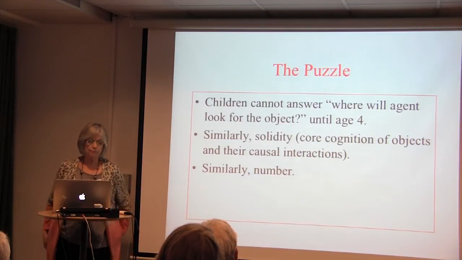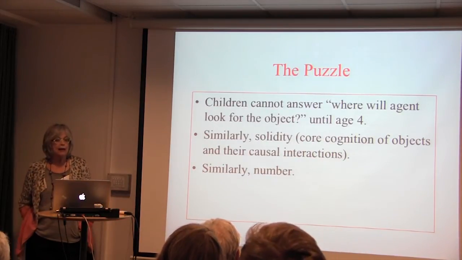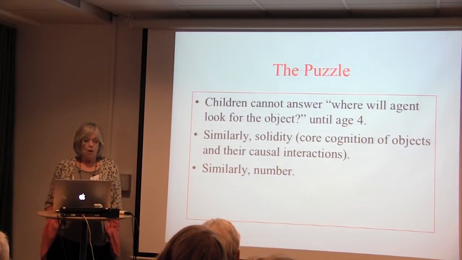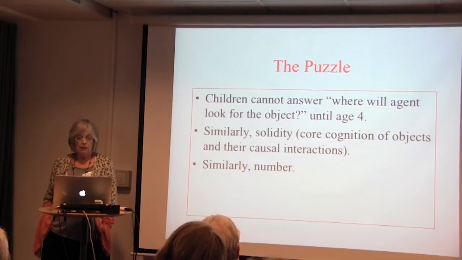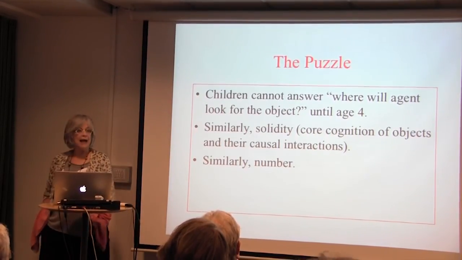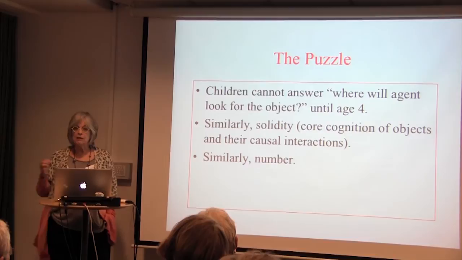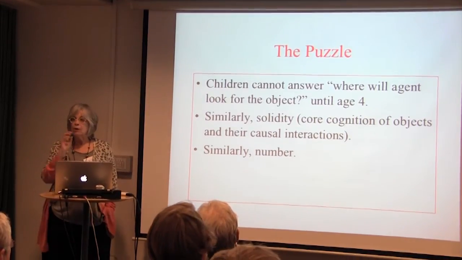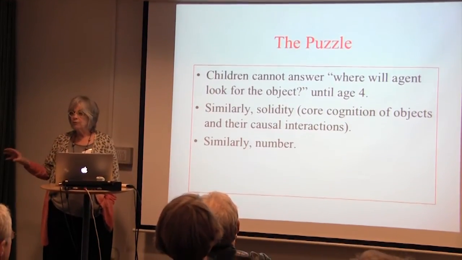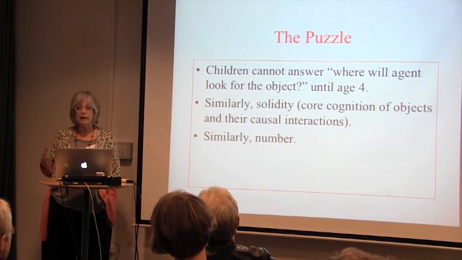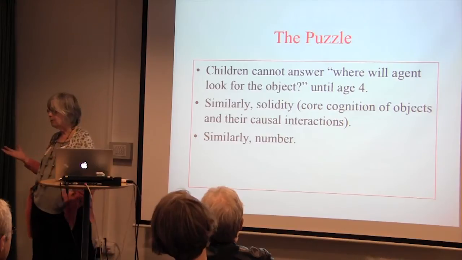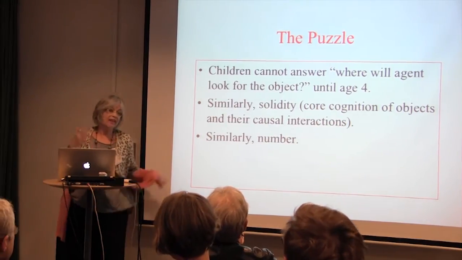Here's the puzzle. Children cannot answer where will the agent look for the object until age 4, when you actually ask them the question. But notice, what they're predicting here is where the agent will look for the object. It wouldn't be surprising if children can't answer the question, where does the agent think the ball is or the watermelon is, because that requires knowing think, right?